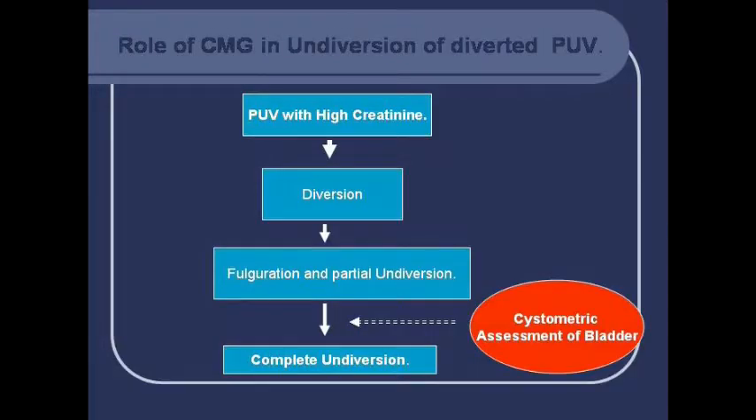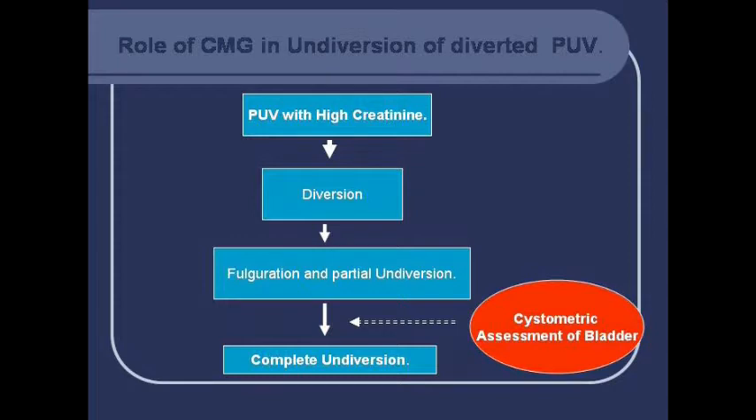Now another role for CMG is in undiversion of diverted PUV. In our country, we still do a fair number of cases. We treat them with urinary diversion because it's a life-saving operation when they come with high creatinine and sepsis. And still, though a lot has been said against it, we still in our country do a lot of diversions. Now, when we undivert them, we fulgurate, and don't do it in one shot. We fulgurate and do a partial undiversion, and then go on to complete undiversion. That has been the usual practice in many centers in India.